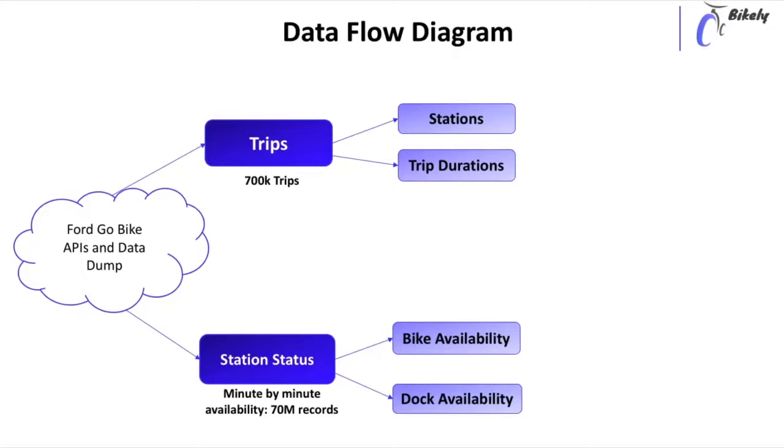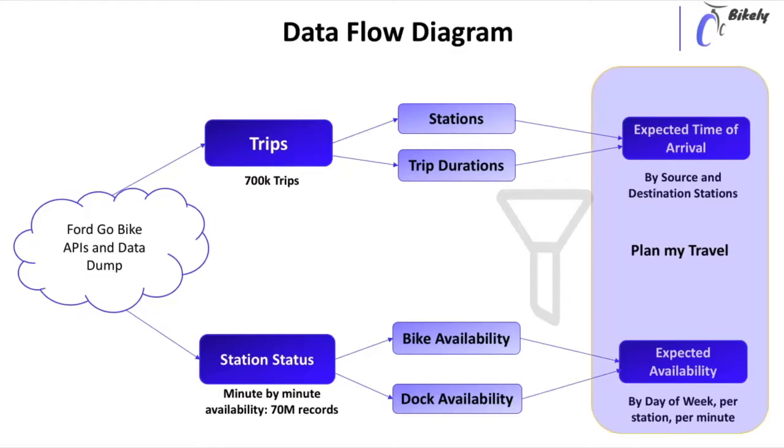So from the trips data, we parse for station data and we also take trip durations. The station status gives us bike availability and dock availability. We filter and aggregate this data set across individual station, time of the day, and day of the week. So this entire thing is aggregated and we try to collate and come up with the result.